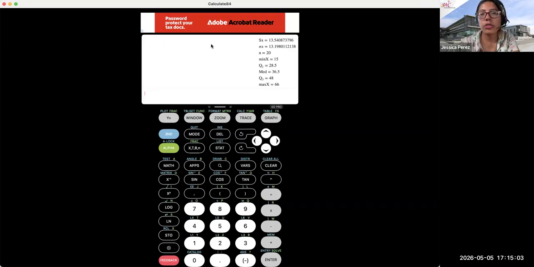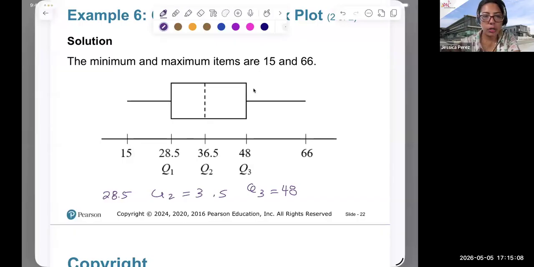So then I'm able to create my box plot accordingly. We start with our minimum value, which was 15. I like to put dots right there. And then we have quartile 1, which was 28.5, where it starts right here. See how the box starts at Q1, and then you have your median, which is kind of cut in half at Q2. And then Q3 is 48. And then our last one, our whisker, ends at 66, which is our max value.